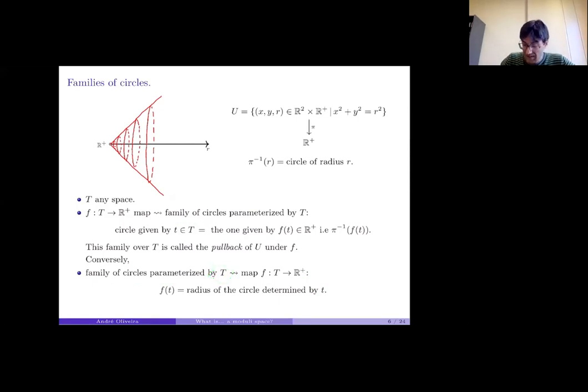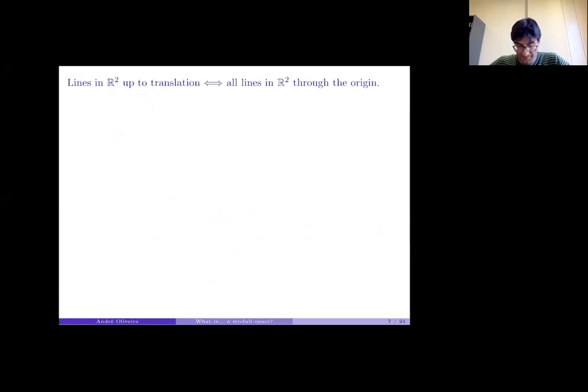Now, these procedures may not be inverse to each other. This is general, just an example of a general phenomenon. In general these procedures may not be inverse to each other. Actually, here in this example of circles, they are. But let's see an example where they are not.